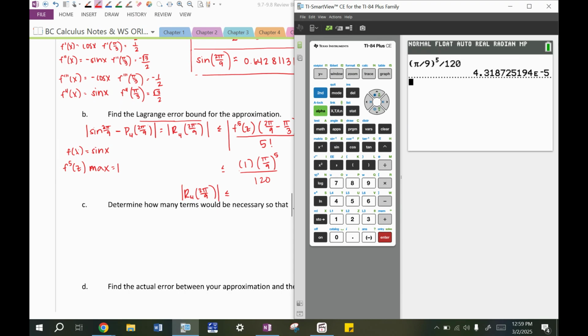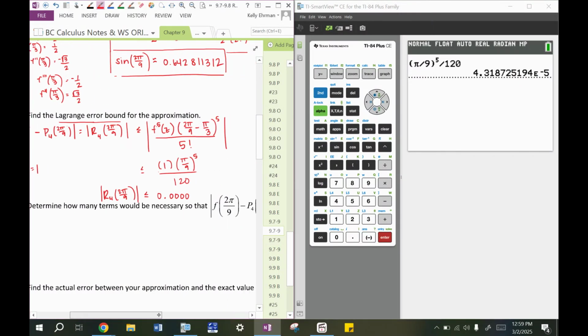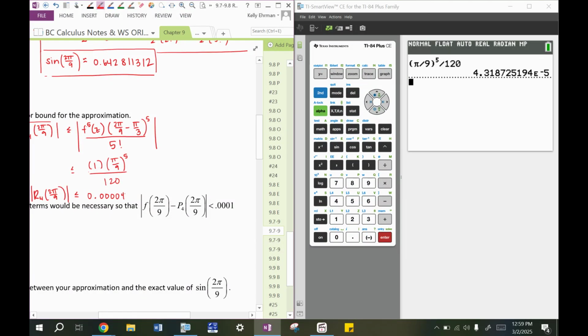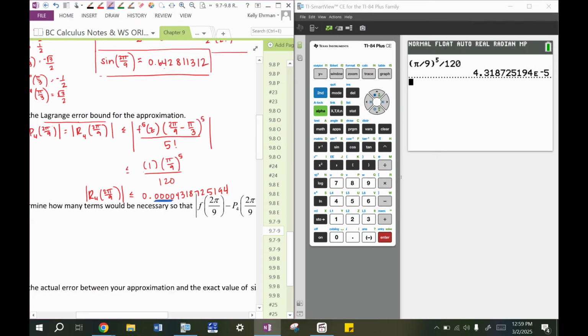So let's write this out. If this is times 10 to the negative 5th, that means you put 4 zeros in front. 1, 2, 3, 4, and then you get to write out the rest of the numbers. 4, 3, 1, 8, 7, 2, 5, 1, 9, 4. The important piece of this is that the number of zeros is how accurate, how many decimal places you're accurate to. It means that my approximation and the actual sine of 2 pi over 9 should match for the first 4 places where these are zeros, and then they're going to be off.